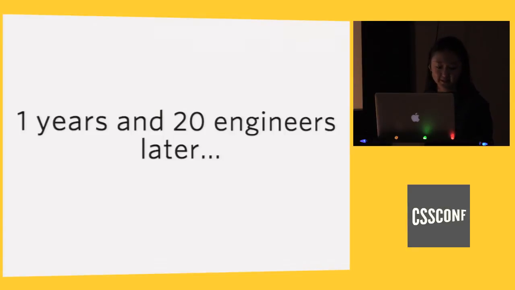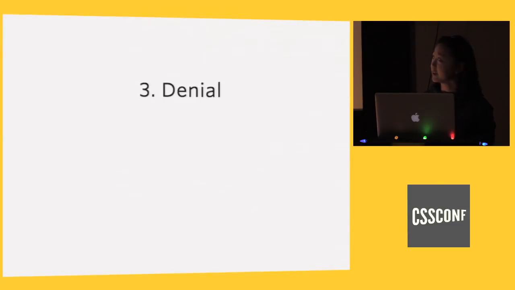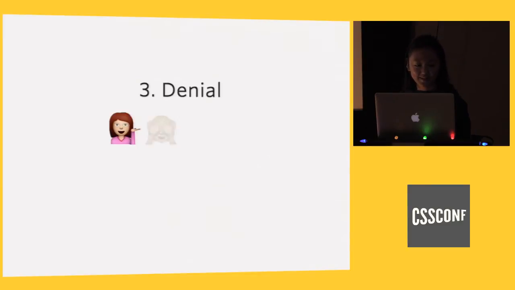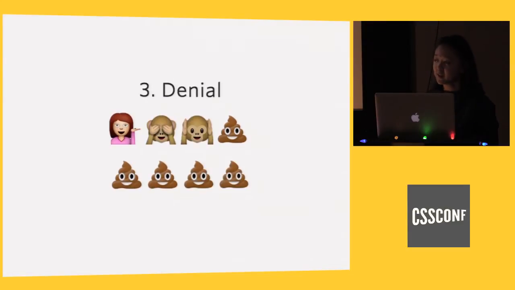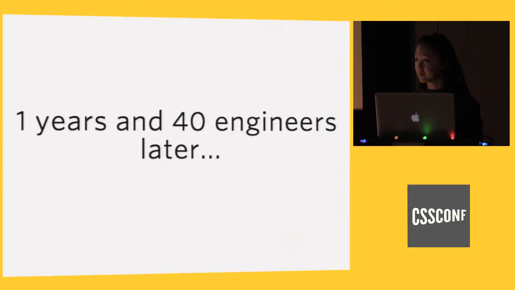Development's picking up pace, and this is where we enter the 3rd stage of code degradation, and it's denial. So the dashboard still works most of the time, so everything's good. I can't hear or see any of this poop in the CSS, because I only touch it once or twice per week. And this is even my team's code to maintain. It's not my project, so why do I care about this? And 1 year and 40 engineers later, you're growing exponentially, and so is the poopy CSS.